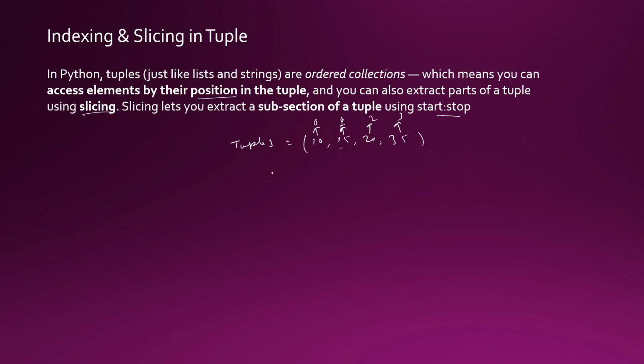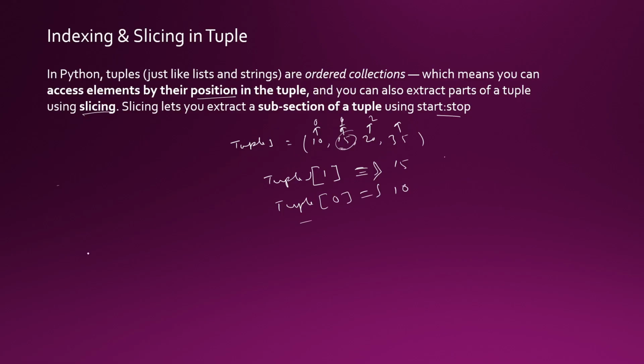In order to access this 15, we have to write tuple and put the index position, that is 1. Then it will give the output as 15. If we write tuple 0, then it will give the output as 10. So this is how we can access any item value from a tuple, just like list and string.